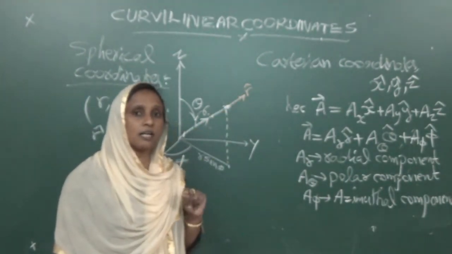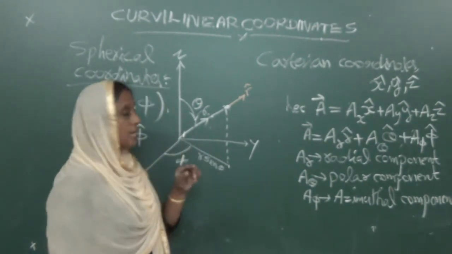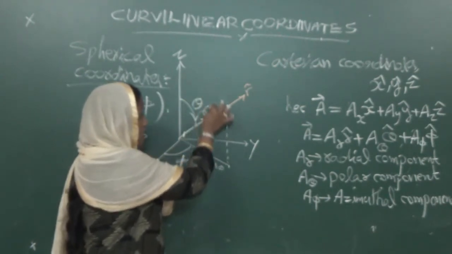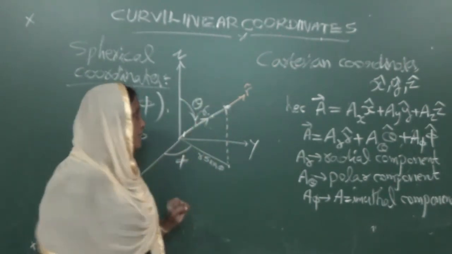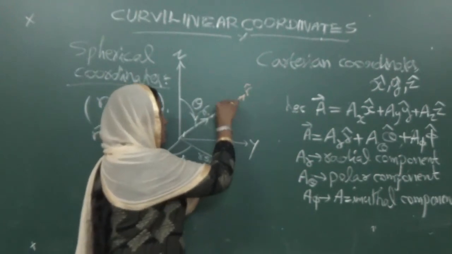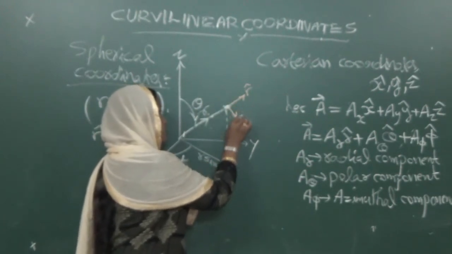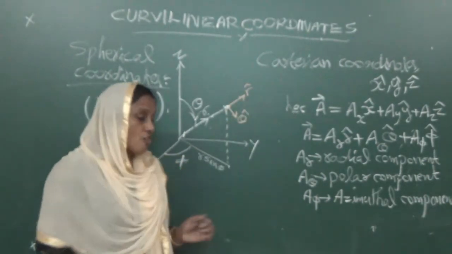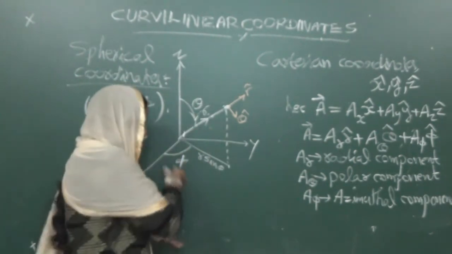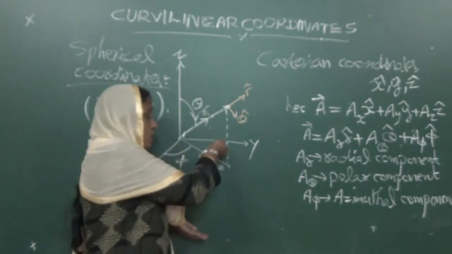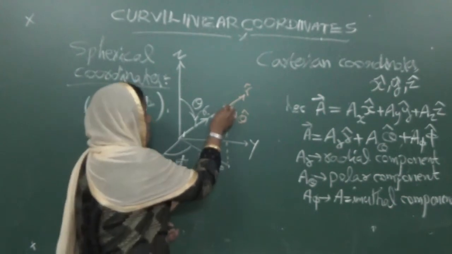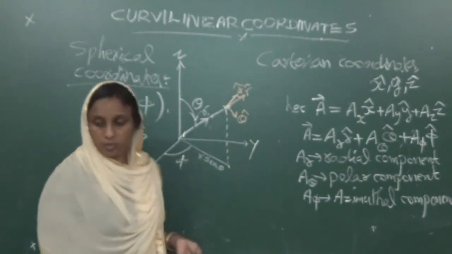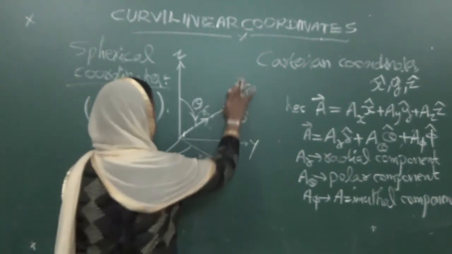Now what about theta? We already defined theta as the angle down from the z axis to here. So theta increases along this direction. Okay, this is theta cap. Now what about phi cap? Phi cap is along the direction in which phi increases. Phi cap is along this direction.